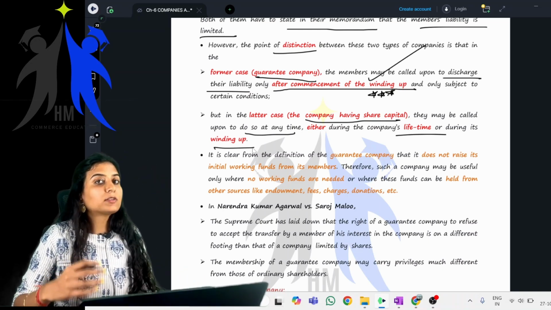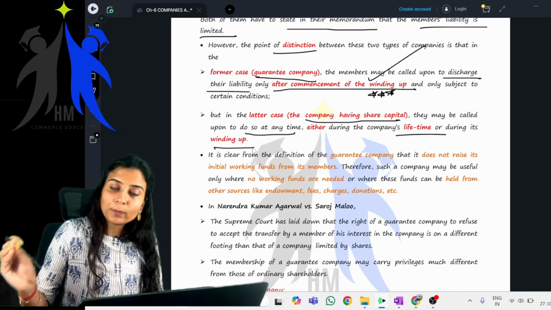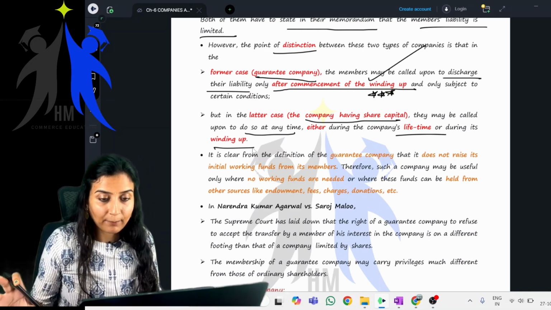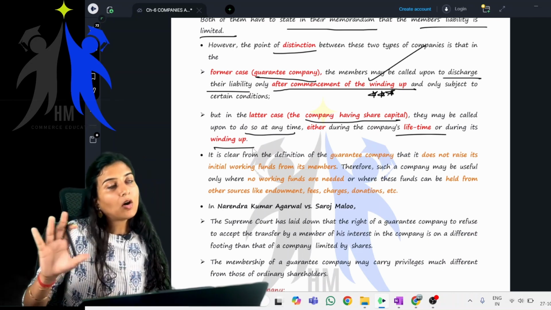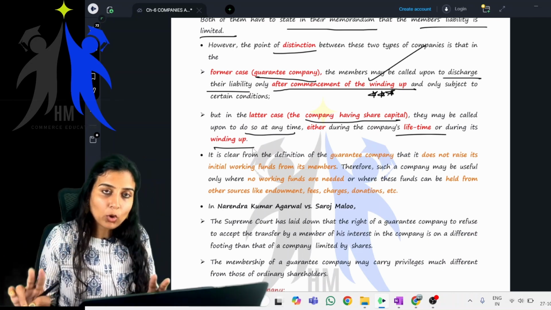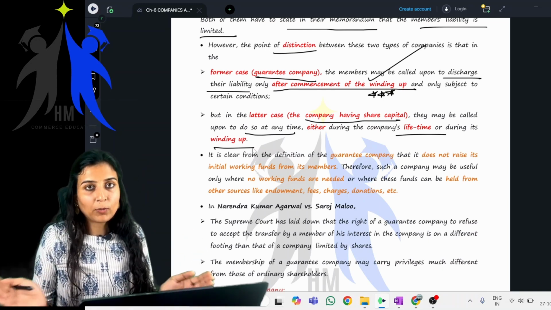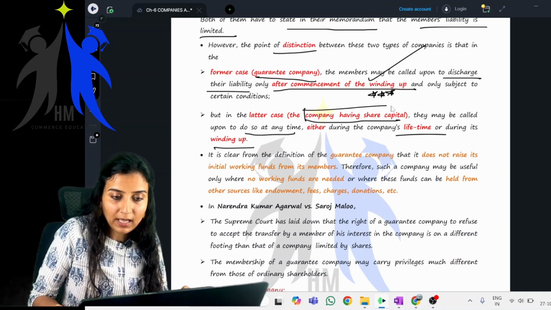Meaning, when the company is doing business, even at that point of time, the members may be called upon to pay the remaining unpaid capital of the shares held by them, or during winding up. During the company's lifetime or after the death of the company, both times the members may be called upon to pay the unpaid capital. Yes, in which company? A company having share capital.